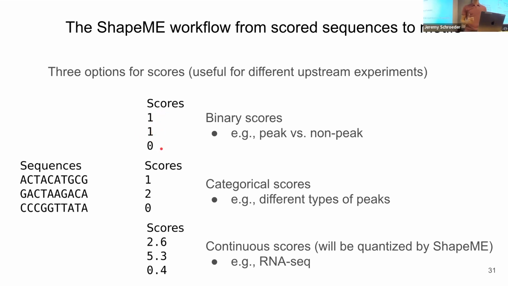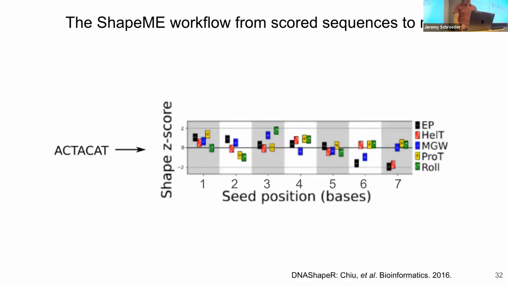So the scores could be binary. The most intuitive example here is like, is this sequence from a peak or is it not, right? That's a binary input score that ShapeME could make use of. The scores can be categorical. Maybe you have different types of peaks. You can think of other examples. The scores can be continuous, but ShapeME will actually discretize these and bin them to make them categorical scores on the back end when it works with these data. So it's pretty flexible is the point here. There are different types of scores that you can give it to associate the scores with the sequences.